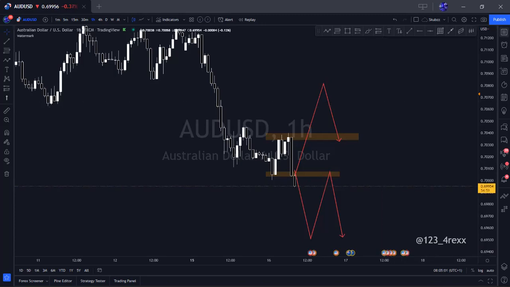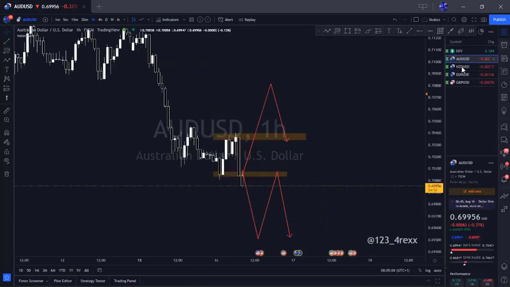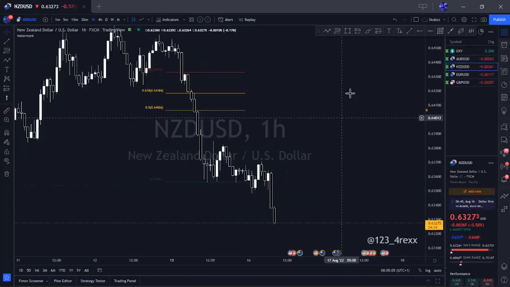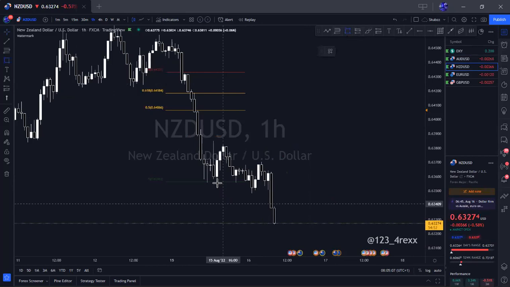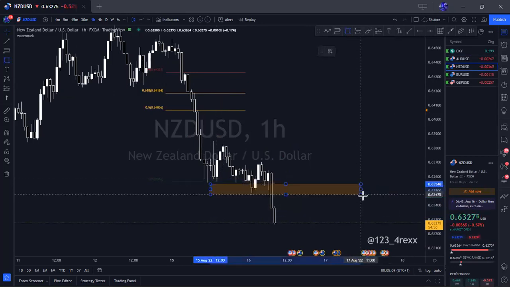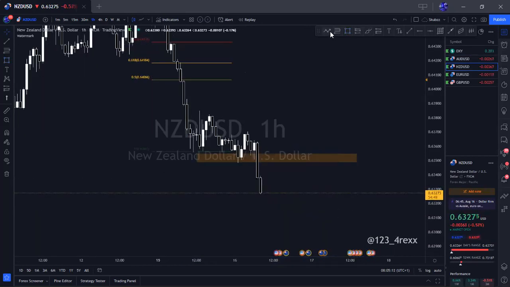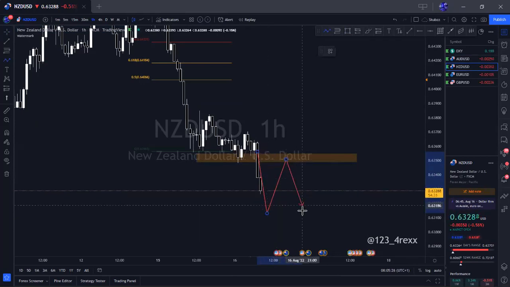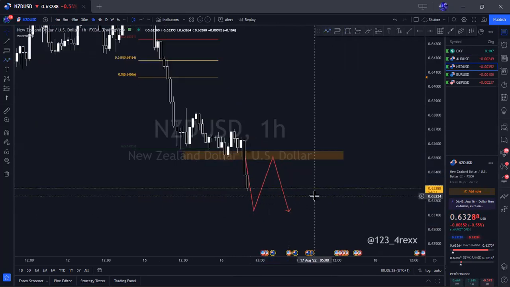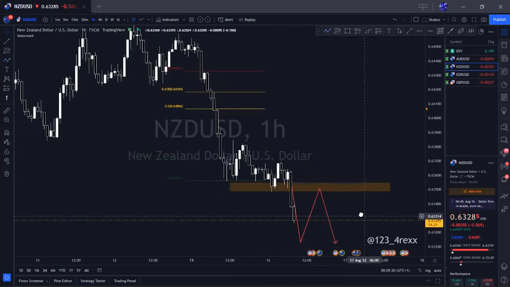Then NZD/USD. NZD/USD, we just broke these lows here. So I'll be looking at the retest of these levels. I'm going to wait for price to actually push down a bit, basically continue with the break for a while. Then we'll look at further retest and what's the continuation. So that's what I'm going to be doing. That's how I'm going to be looking at it.